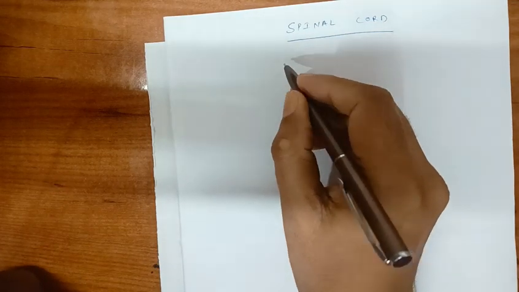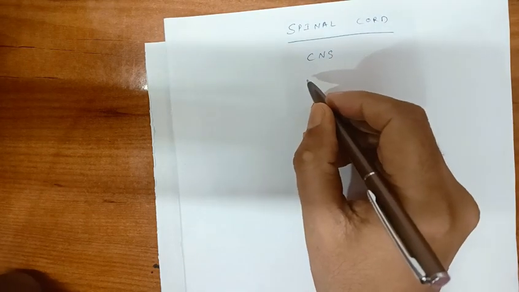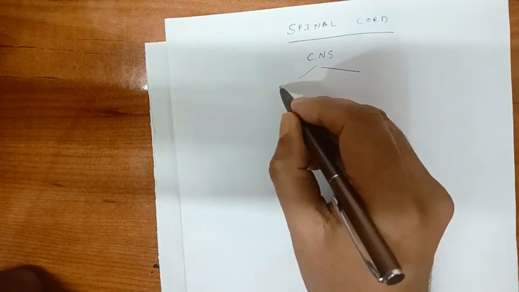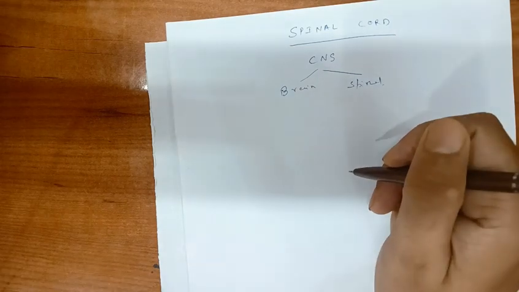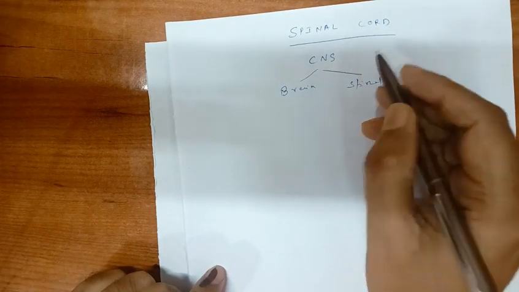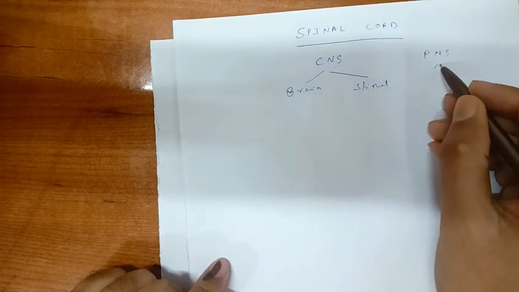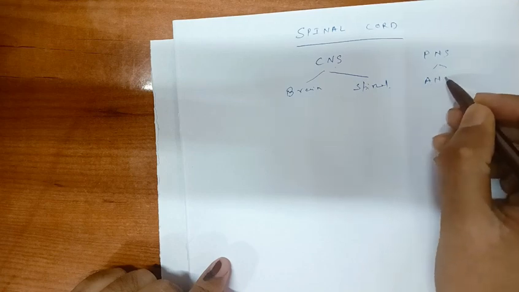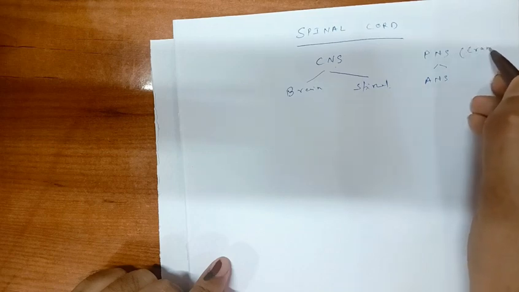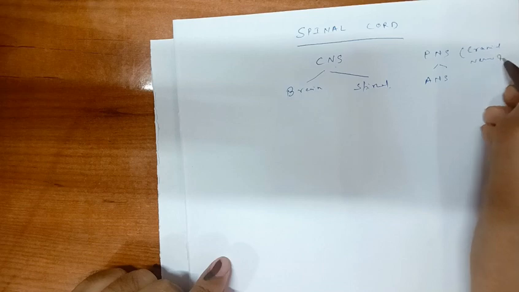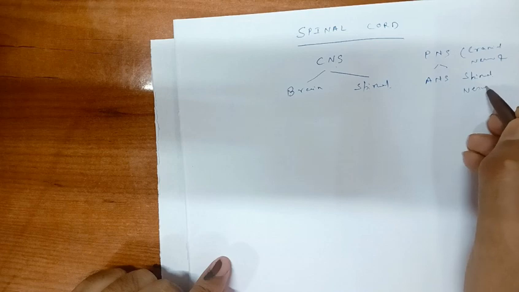Then we know that the central nervous system is composed of two things, the brain and the spinal cord. The nervous system is divided into the central nervous system and the peripheral nervous system. In the peripheral nervous system, there is the autonomic nervous system, and it includes the cranial nerve and the spinal nerve.